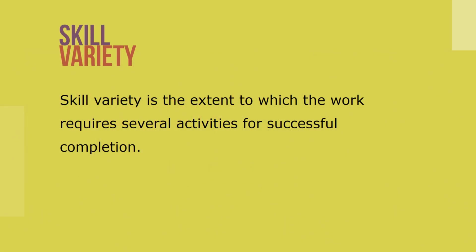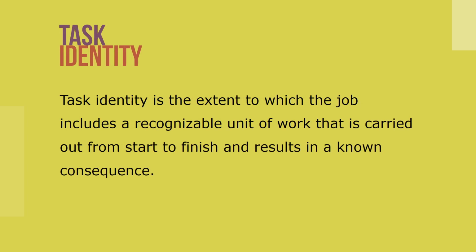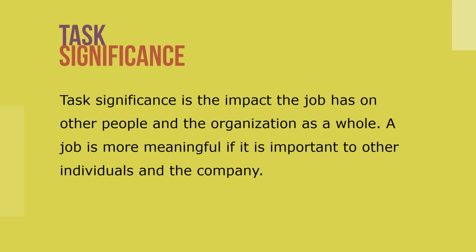Skill variety is the extent to which work requires several activities for successful completion. Task identity is the extent to which the job includes a recognizable unit of work that is carried out from start to finish and results in a known consequence. Task significance is the impact the job has on other people and the organization as a whole. A job is more meaningful if it's important to other individuals in the organization.